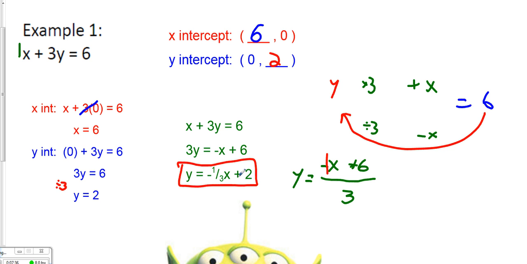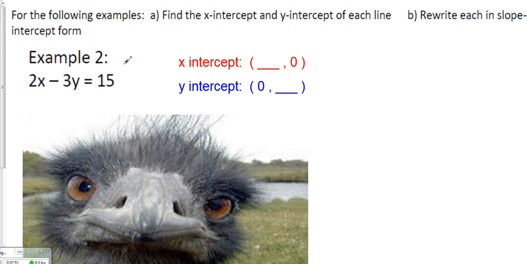Okay, notice how the intercept, our y-intercept, positive 2, that's exactly what we found here. So it fits in perfectly. Our slope then is negative 1/3, meaning go down 1 and over 3. Let's go on to another example then.